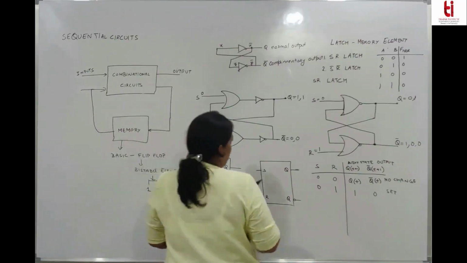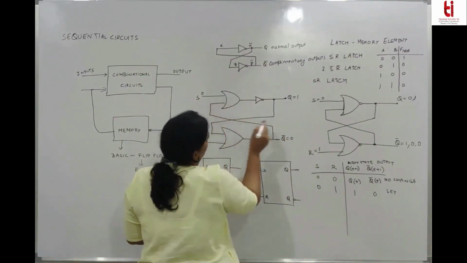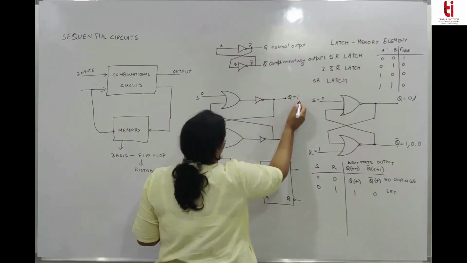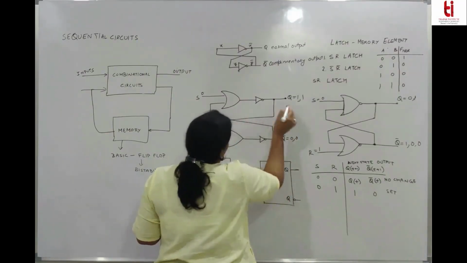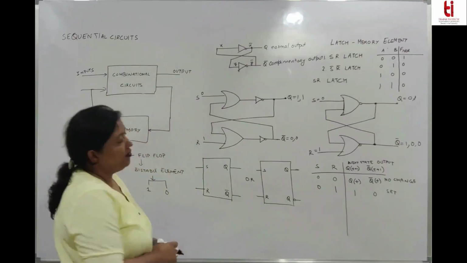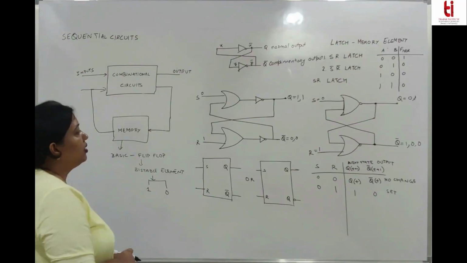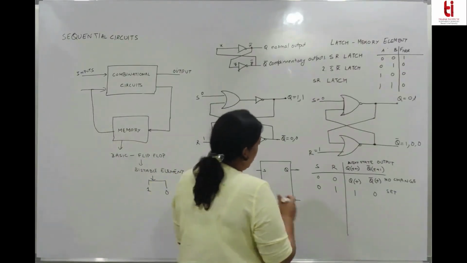We can see the other way also. S is 0, Q is 1, Q bar is 0. 0 0 will give you 0 1. 1 1 will give you 1 0. That means again the output is 1 whether the previous state Q is 1 or 0. If your input S changes to 0 and R changes to 1, the normal output changes to 1. That state is called set state. What is the next?